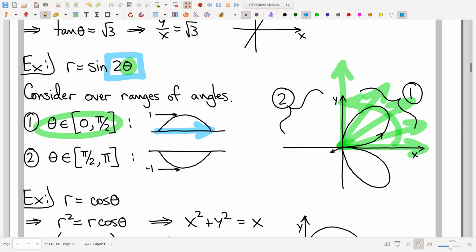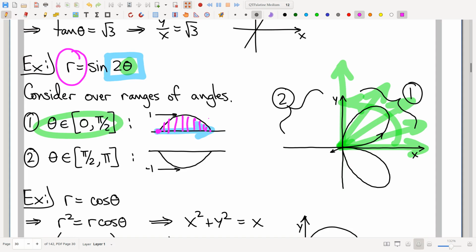Because of that 2 there, right? And if the thing you're putting into sine goes from 0 to pi, then sine starts at 0, increases up to 1, and then decreases back to 0. All right, now let's put the pieces together.